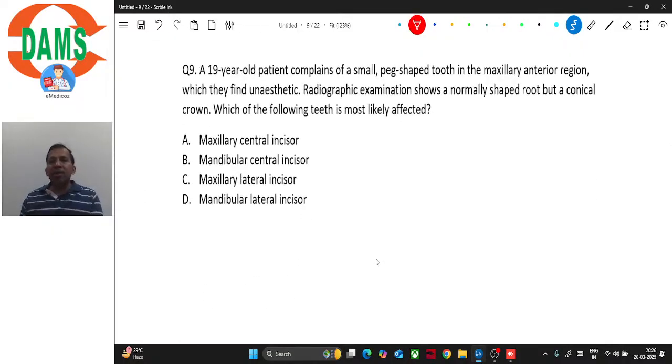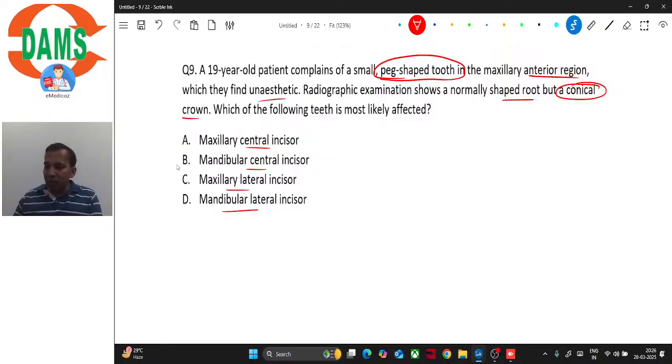A 19-year-old patient complains of a small peg-shaped tooth. So there is a peg-shaped tooth in the maxillary anterior region, which they find unaesthetic. Radiographic examination shows a normal shaped root but a conical crown. So the crown is conical but the root is normally shaped. Which of the following teeth is most likely affected? So which tooth is most likely affected by this condition? The options are maxillary central incisor, mandibular central, maxillary lateral and mandibular lateral. So which of these do you think is the correct answer?